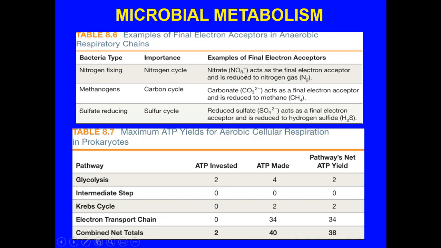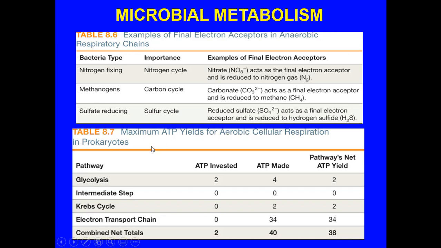Here are examples of the final electron acceptors in anaerobic respiratory chains. Nitrogen fixation, that's nitrates. Okay, eventually it reduces this to nitrogen gas. Methanogens, this is in the carbon cycle. This is where they take carbonate and it acts as the final electron acceptor and is reduced to methane. Sulfate reducing, this is in the sulfur cycle. Sulfate acts as a final electron acceptor and then is reduced to hydrogen sulfide.